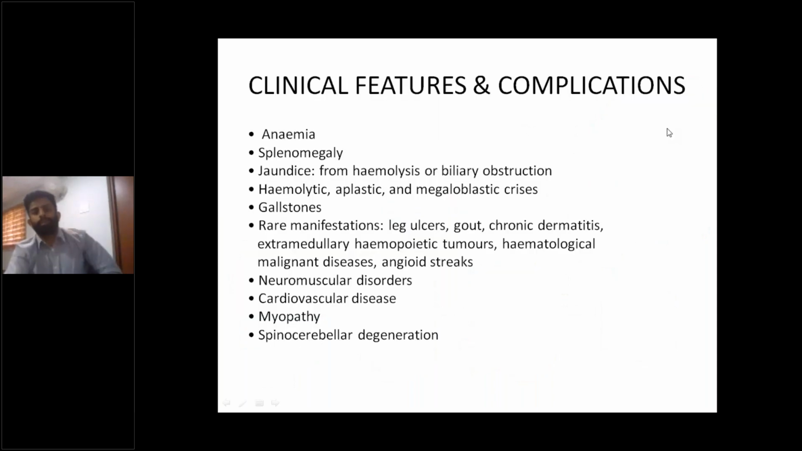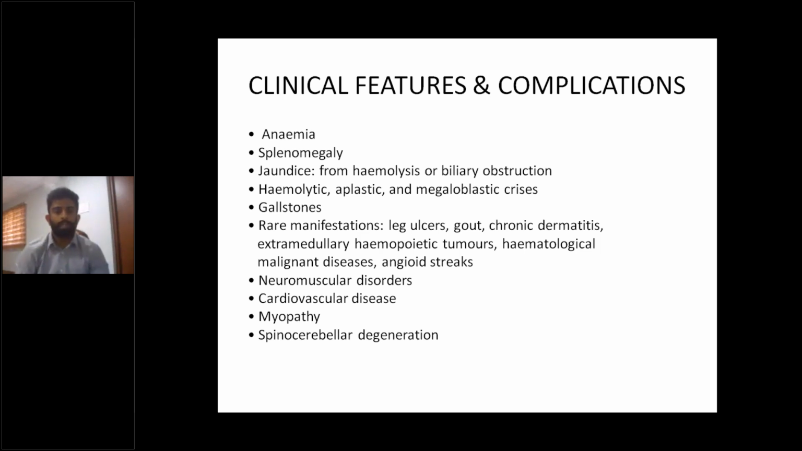So what are the clinical features and complications? Hereditary spherocytosis has the same features of any other hemolytic anemia, like anemia, splenomegaly, and jaundice from hemolysis or biliary obstruction. It also has hemolytic, aplastic, and megaloblastic crisis because of loss of folic acid. Gallstones are seen here. Characteristically, gallstones are seen.